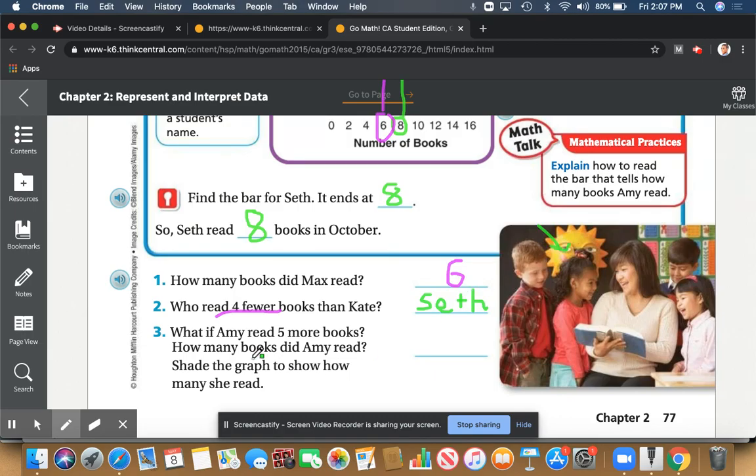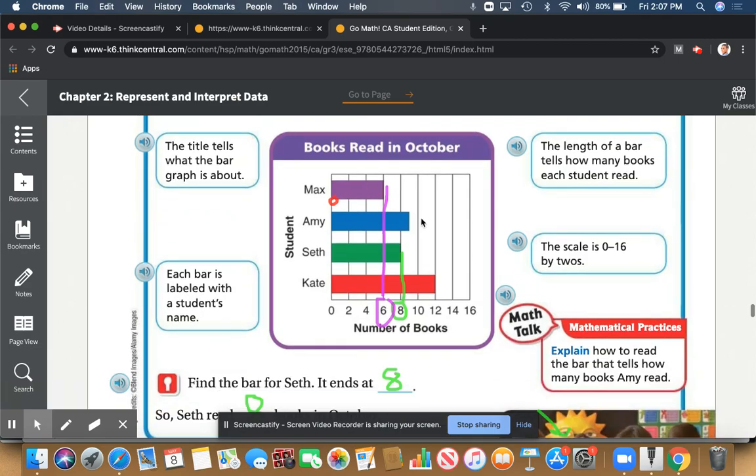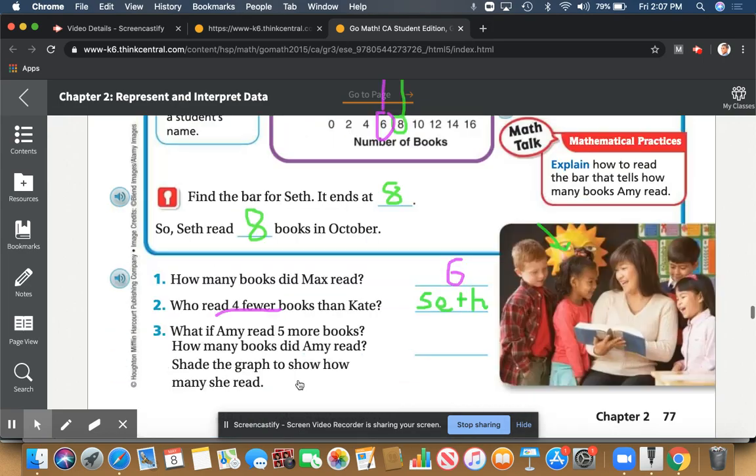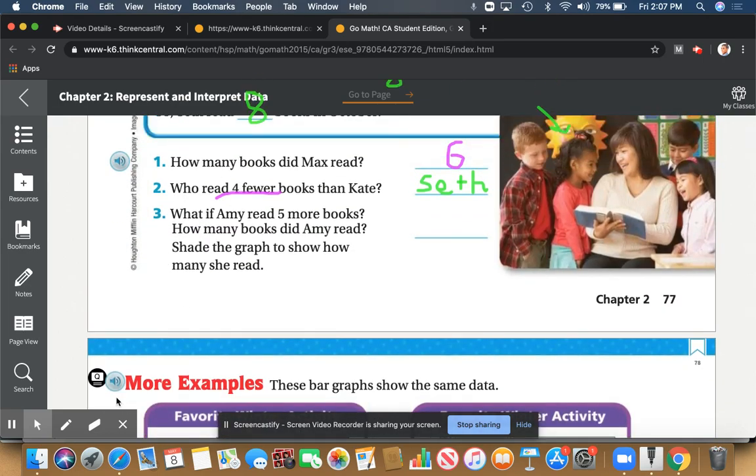What if Amy read 5 more books? How many books did Amy read? All right, so what if Amy read 5 more? How many would that be? So we have Amy here at 9. If she read 5 more, 5 more than 9 would be 14. So I'm going to put 14 for Amy.